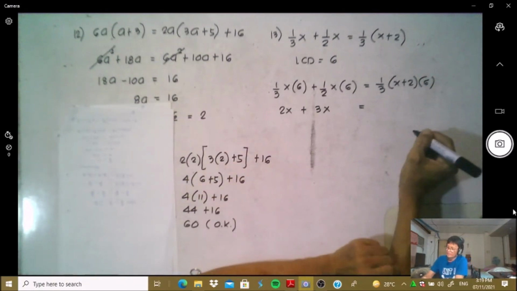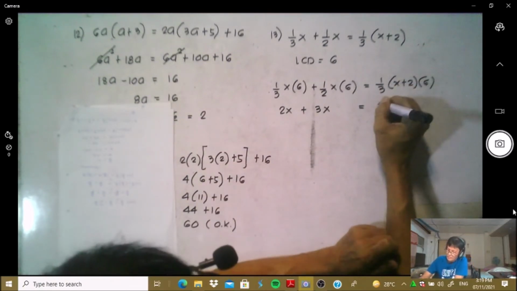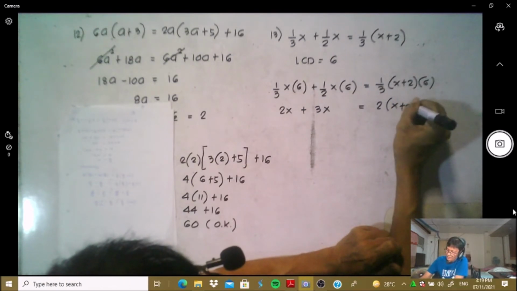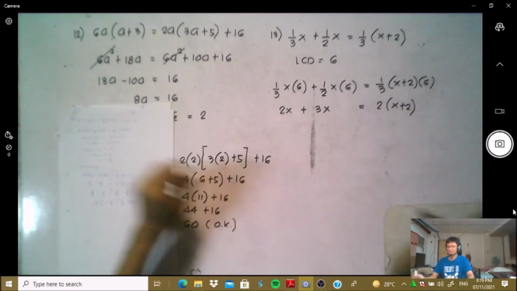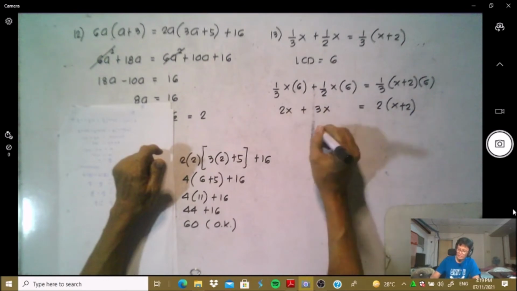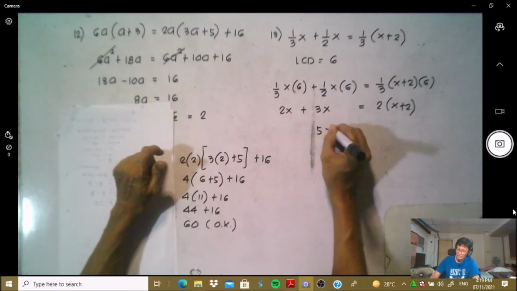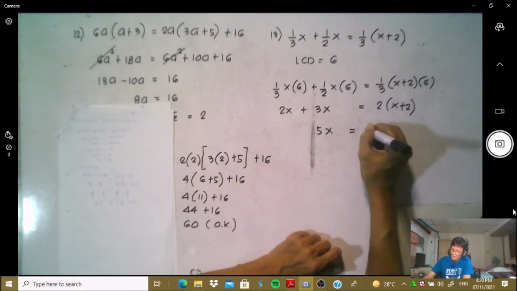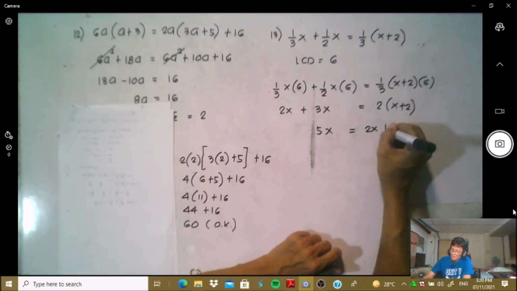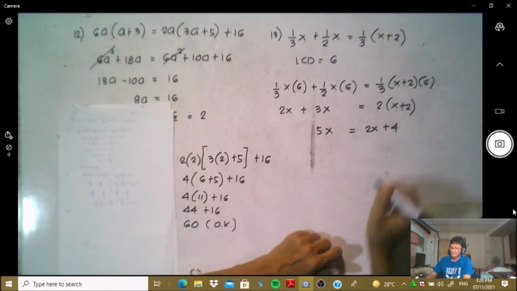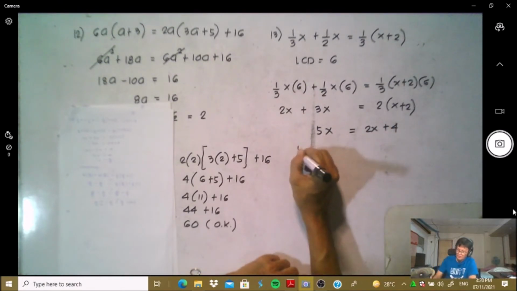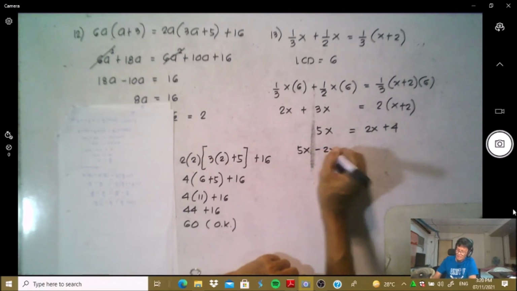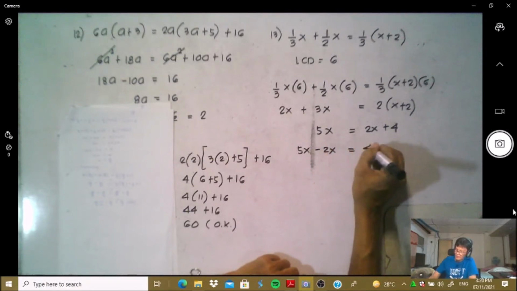Okay. So we have 6 divided by 3 is equal to 2. So we have 2 times x plus 2. Then next we have 2x plus 3x is equal to 5x. And therefore we have 2x plus 4. Okay, 2x plus 4. Then we have 5x. Transpose 2x. We have minus 2x. And that will be equal to 4.